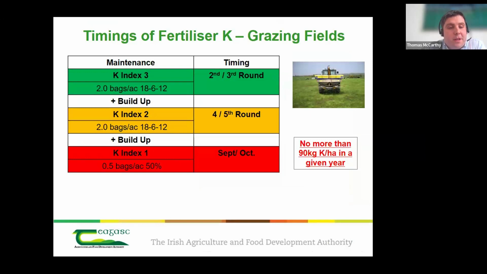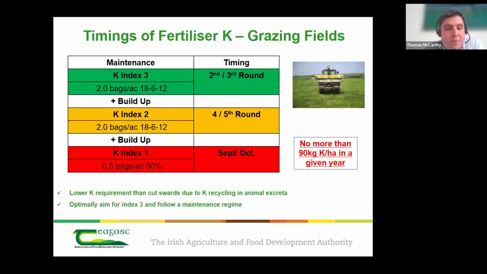Where you're in a build-up, then with index 2, you'd be following that with another 2 bags of 18-6-12 to the acre in the fourth or fifth round. And where you're in index 1, we'd recommend an additional half bag to the acre of muriate of potash after you close off in October for the winter period, as an autumn K application.